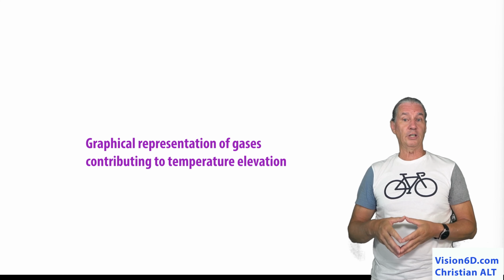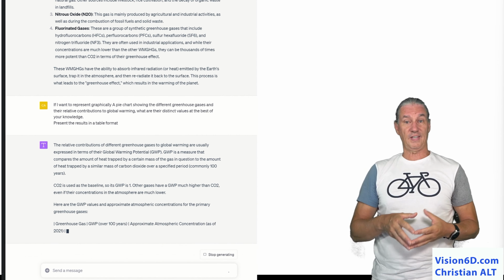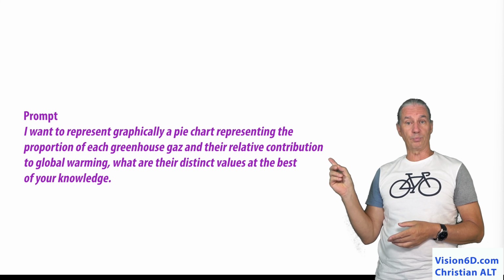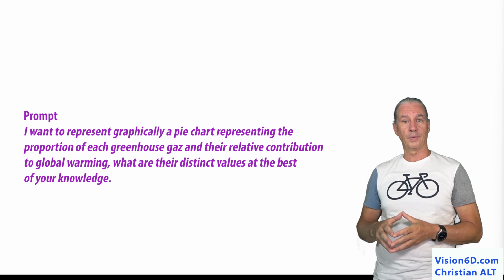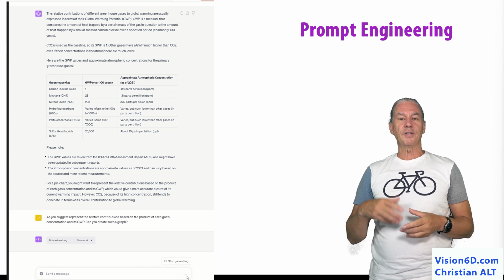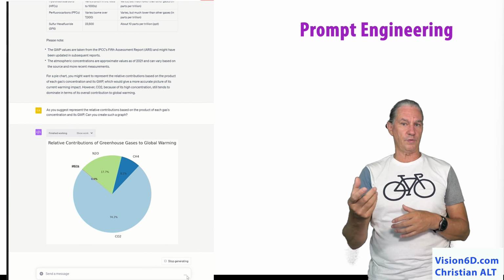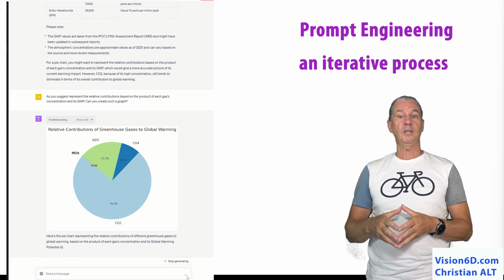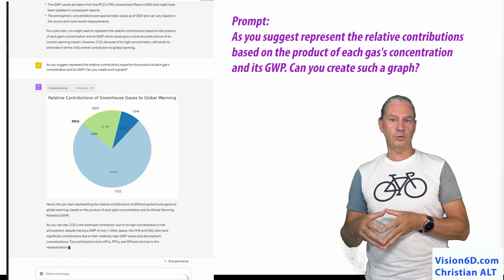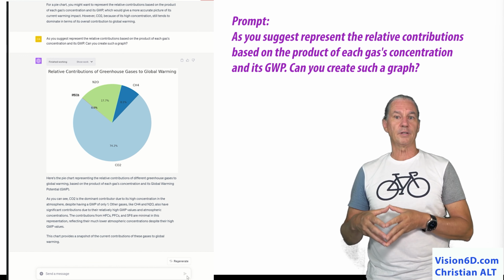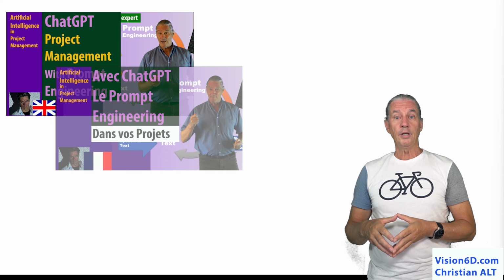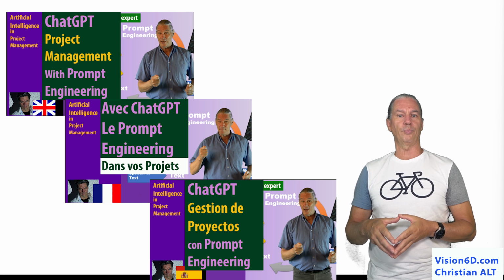I need a graphical representation of the different gases' contribution to the relative warming. Here is the prompt to get that information. As you know, or might not know, in prompt engineering, the science behind how we generate questions and responses, you have to be iterative with ChatGPT. That's why I have a second prompt that requests the creation of the graphic. If you want to learn more about prompt engineering, you can go and watch my video on prompt engineering.